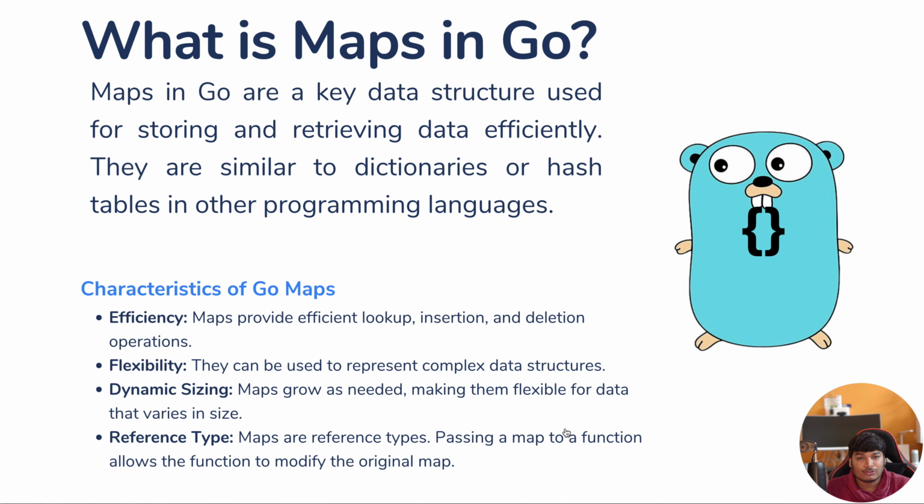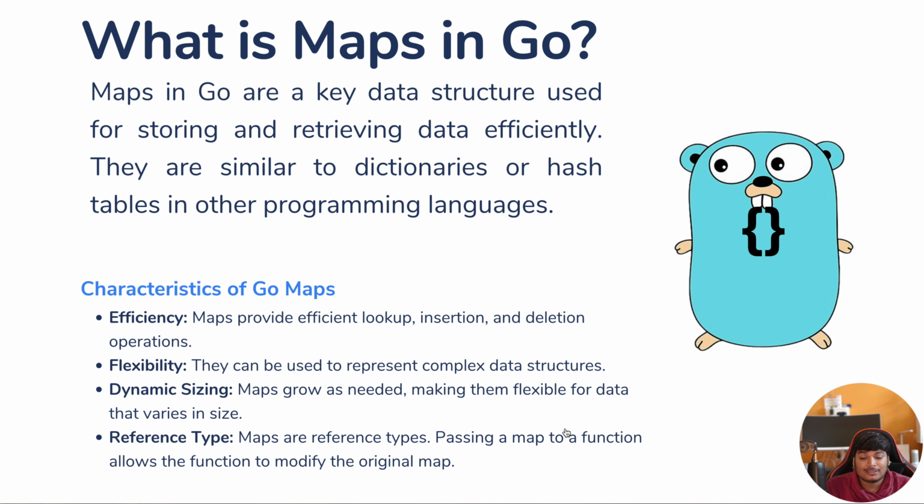First, efficiency. Maps provide efficient lookup, insertion and deletion operations, and I'll show you. The second characteristic is flexibility, so they can be used to represent complex data structures. Third, dynamic sizing. Maps can grow as needed, making them flexible for data of varying size or any kind of data type.